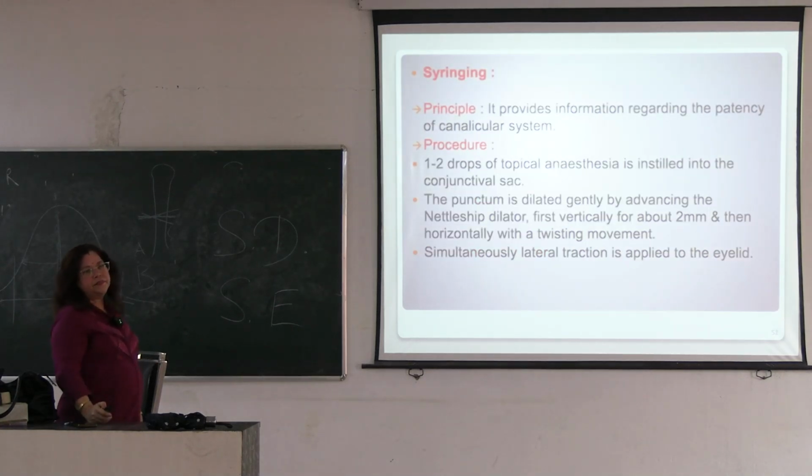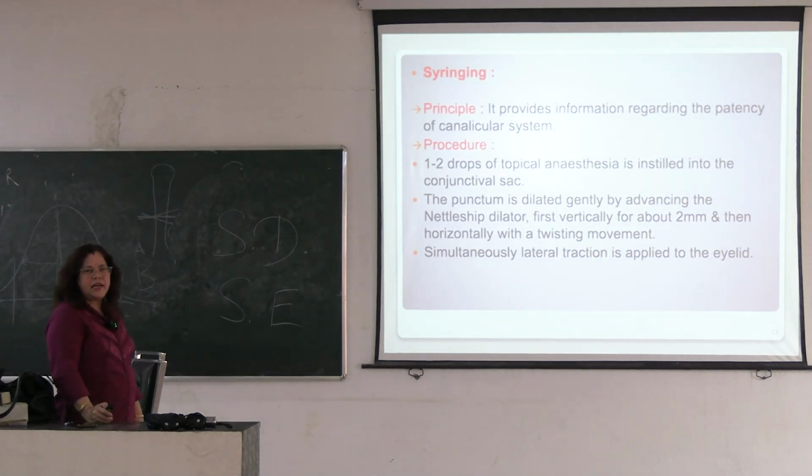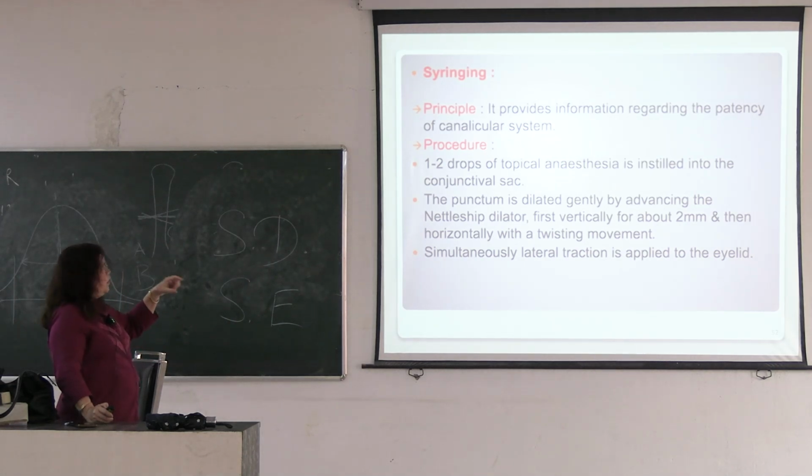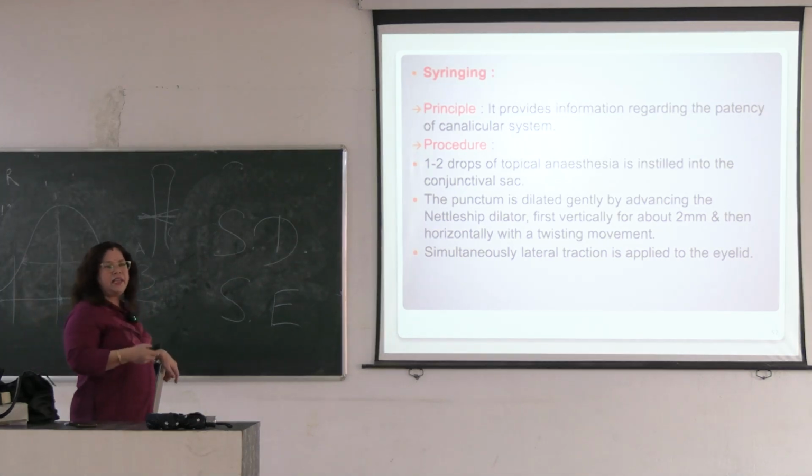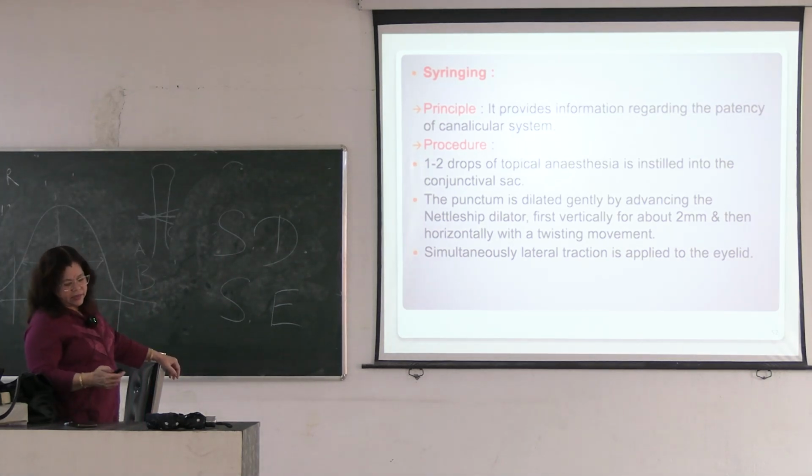Then syringing is another way to assess the patency of the lacrimal sac. In this case, 1 to 2 drops of xylocaine is instilled into the conjunctival sac and the puncta is dilated, and through a 2 cc syringe with some drops of antibiotics we inject through the lower puncta. If the fluid comes into the oral cavity, that means the sac is patent.